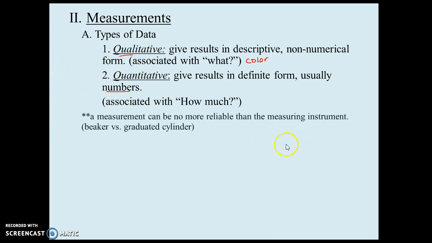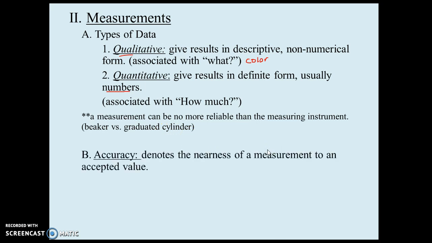Okay. A measurement can be no more reliable than the instrument you use. And we've mentioned this before. We don't do any of our measuring in beakers because their graduations are so far apart. We'd have to estimate in between those lines. But a graduated cylinder is much better. It has many more lines, so you can be more sure of your measurement. You guys saw that today in the packet.